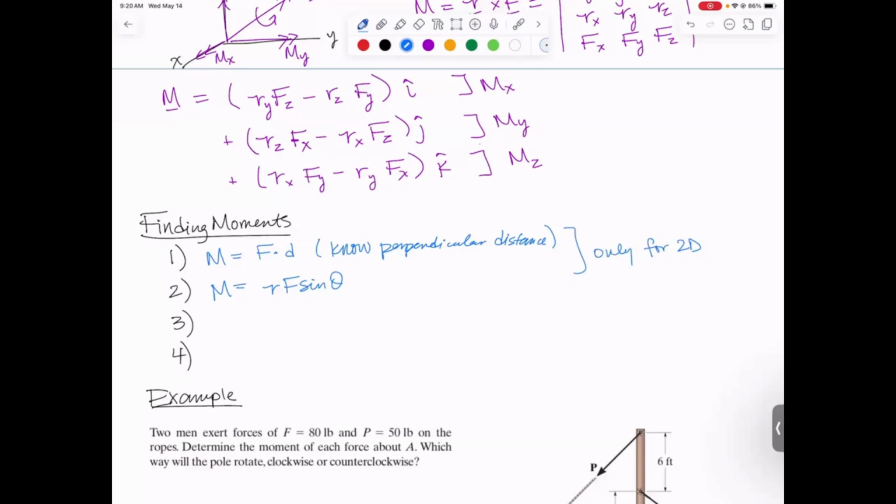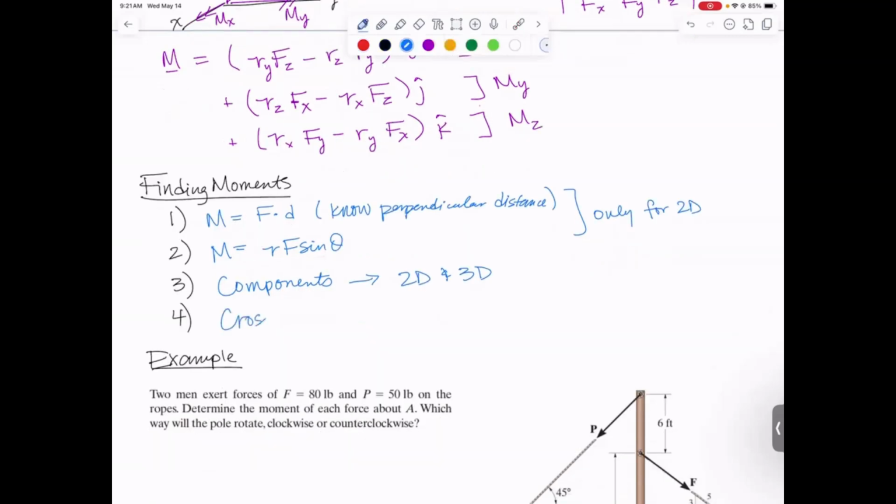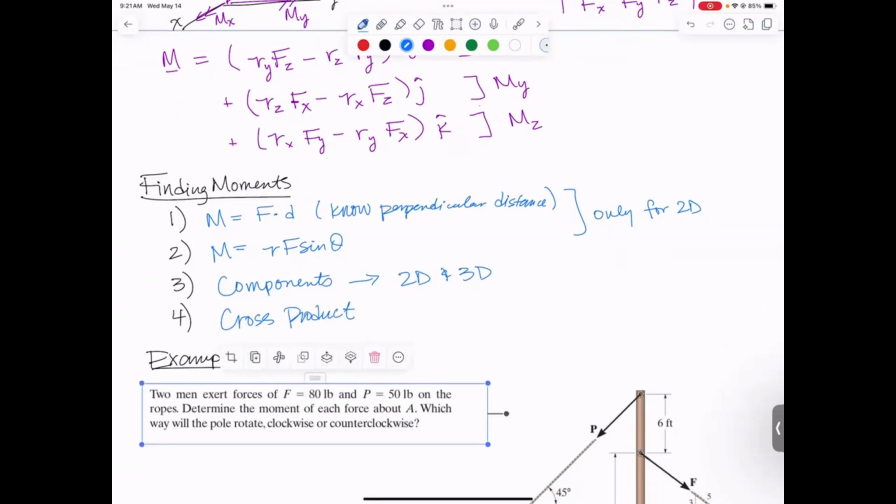The one I use probably the very most often is components. This one will work for any 2D and any 3D problem. What I mean by components is if you get all your force vectors into x, y, and z components, and then you find all your distances in the x, y, and z direction, you basically are using F times d for every force component and every distance that you need. So it lets you find perpendicular distances so you aren't having to deal with sine theta. And then finally, you can just take the actual vector cross product. This one is best for 3D and complex problems.